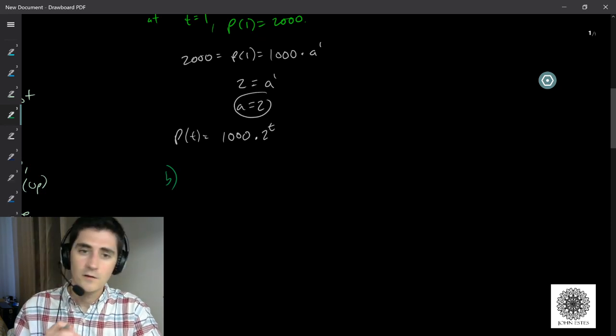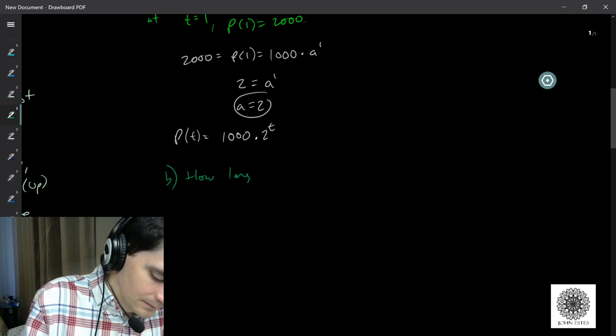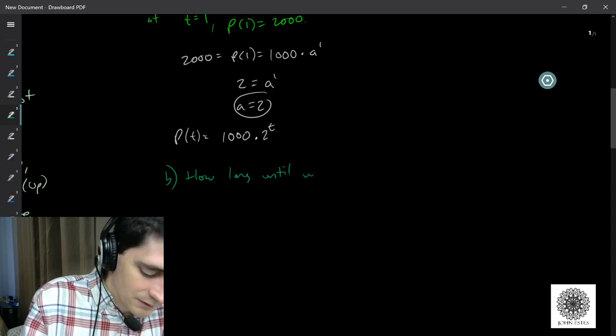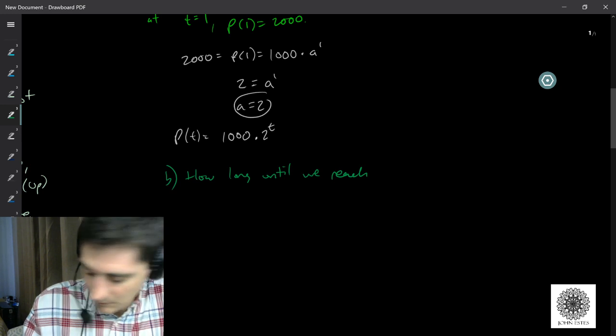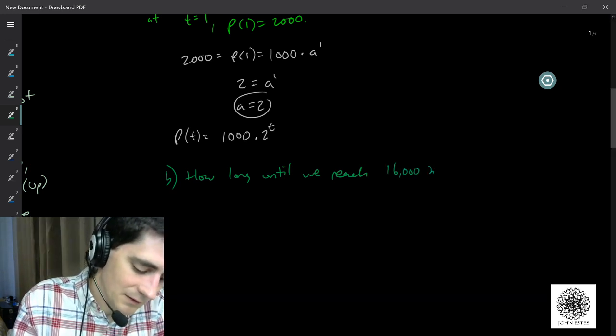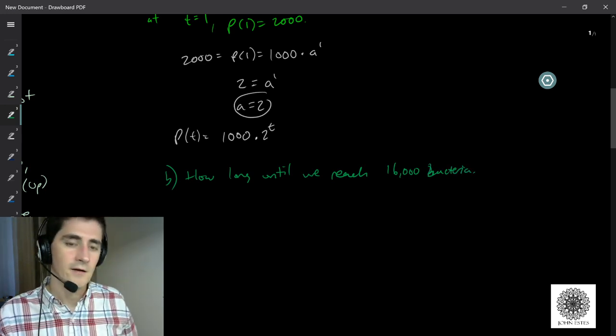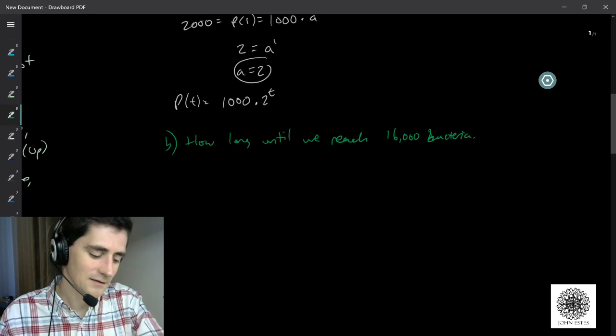We want to know how long it's going to take until we reach, how much do we want? 16,000 bacteria. Okay, so now we know our function. How long is it going to take to hit 16,000?